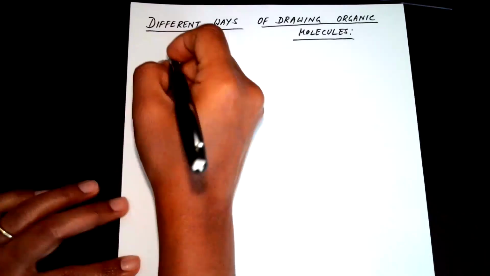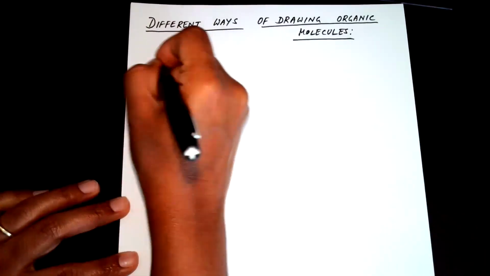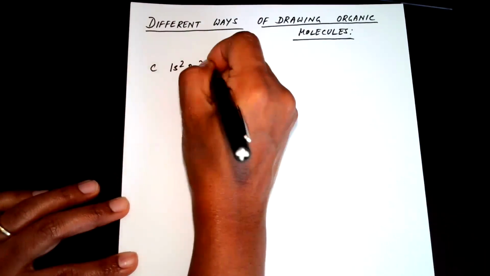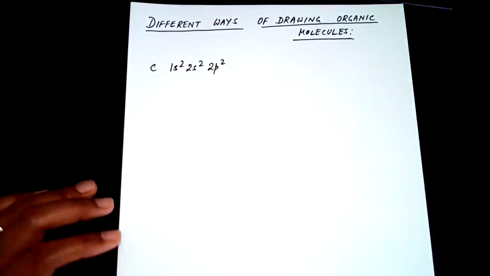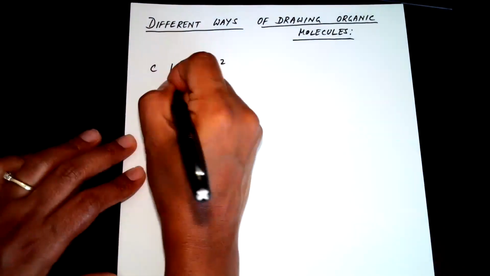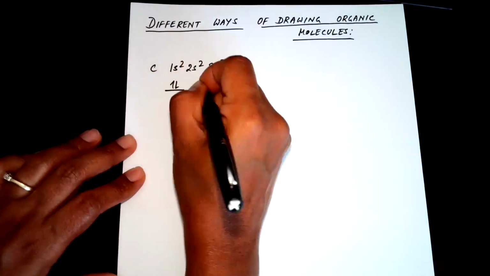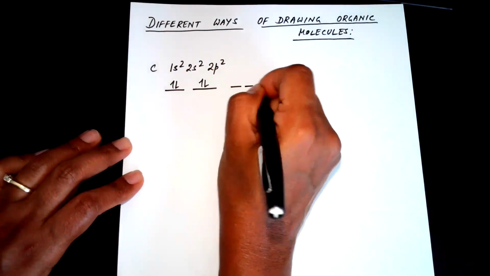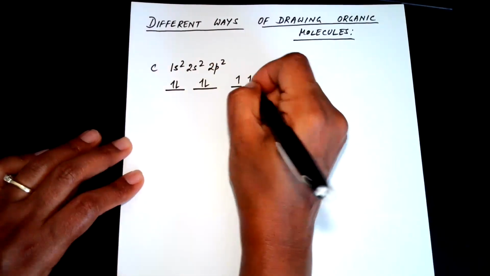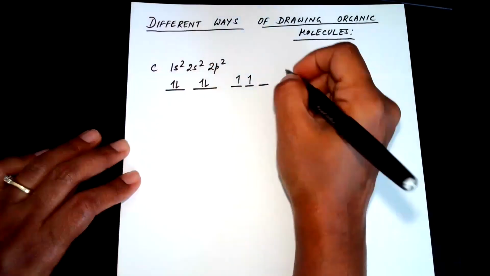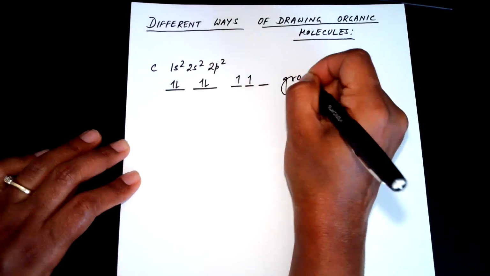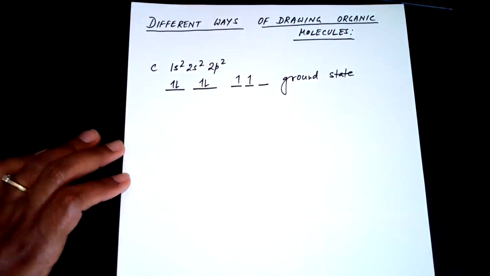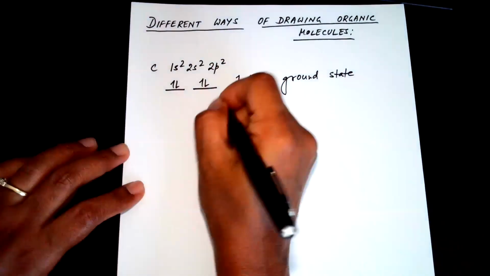So the electronic configuration of carbon is 1s2, 2s2, and 2p2. So 1s has 2 electrons, 2s has 2 more electrons, and then 2p has 2 more electrons. And this is the ground state configuration of carbon. This is how carbon looks in the ground state.